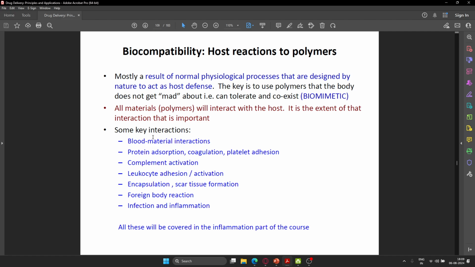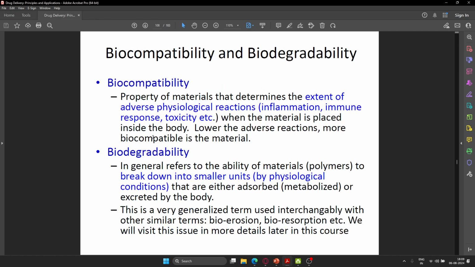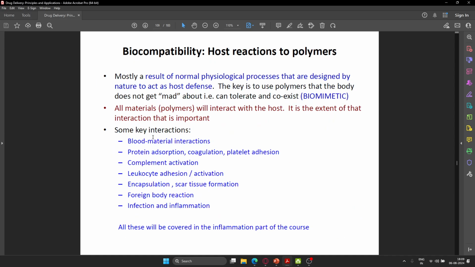Yeah, so you would have talked about biocompatibility. What are some of the host reactions to polymers? So there is blood material interactions, protein adsorption, coagulation, platelet adhesion, complement system activation. Your immune system has a complement system, which you might discuss at a later point. So that gets activated. Leukocytes adhesion and activation.